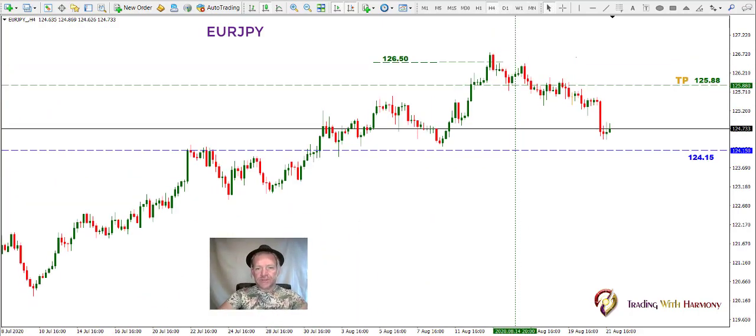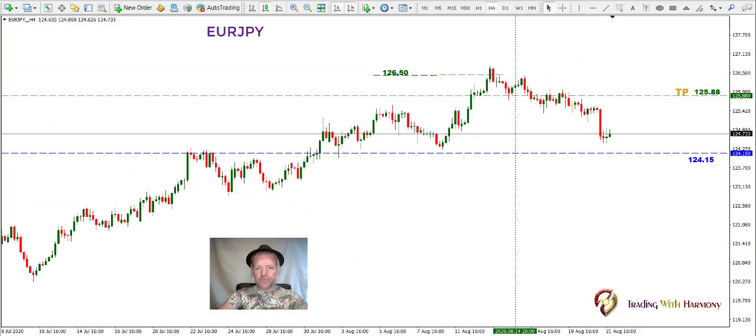So last week we were at this point here, and our target level was actually up here, but it didn't hit our target this week, so I've moved it down. So what we're looking for is for price to hold in this level here, and then to continue up and hit our TP level at the 125.88 in the euro yen.